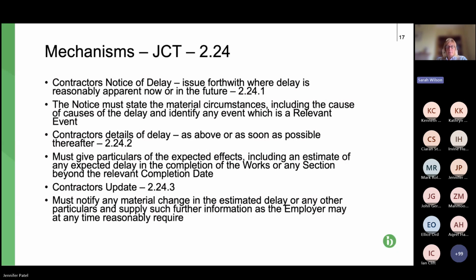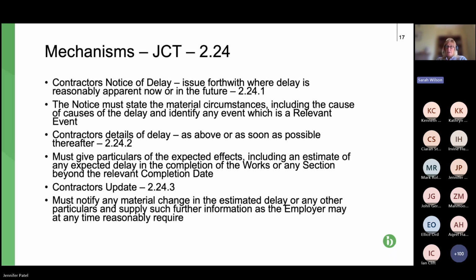The notice, second bullet point, has got to state the material circumstances and the cause or causes of the delay and identify if it's a relevant event. So basically a relevant event, is it a variation? Is it the weather? Is it ground? Well, no, it wouldn't be ground conditions. Is it statutory undertaker, etc.?